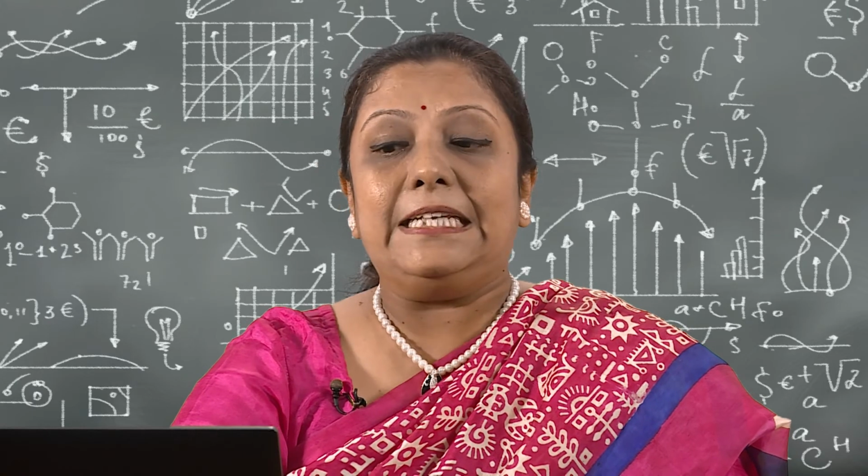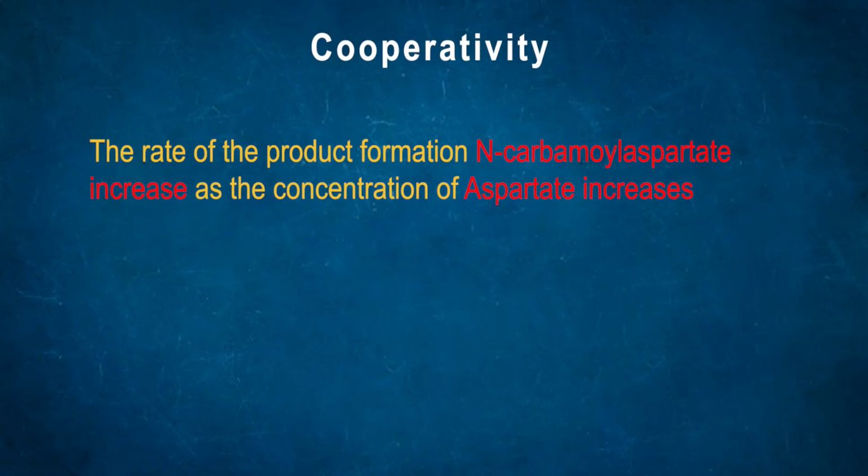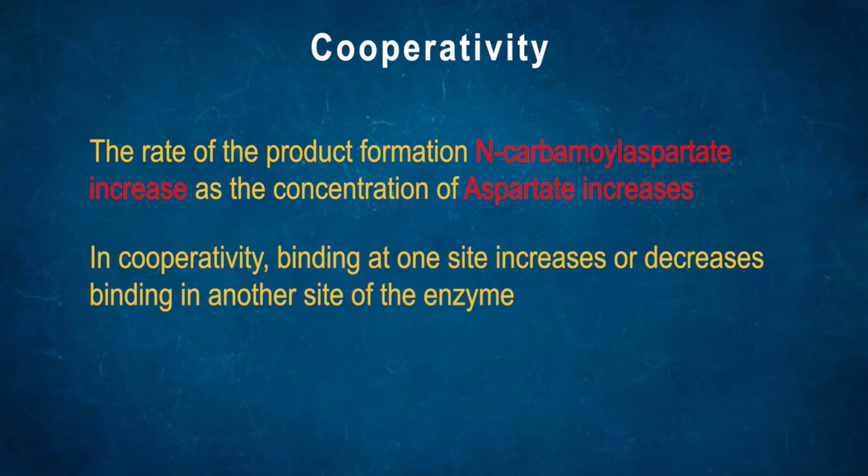Regarding cooperativity, the rate of product formation, that is N-carbamoyl aspartate, increases as the concentration of aspartate increases. In cooperativity, binding at one site increases or decreases the binding at another site of the enzyme. This is due to conformational changes of the neighboring subunit.